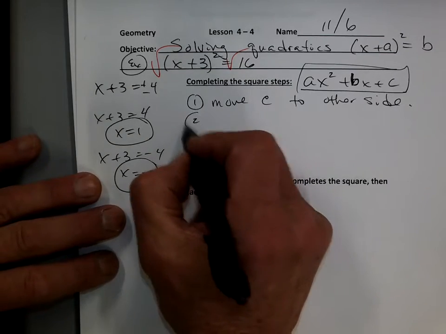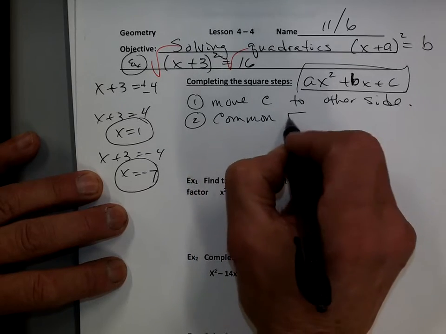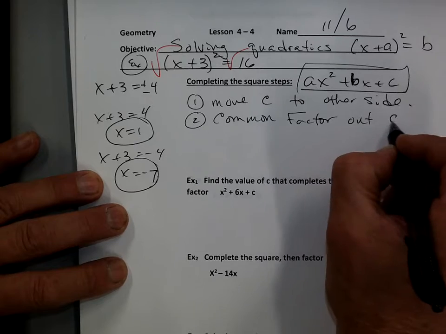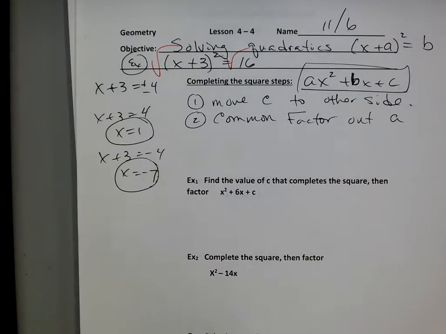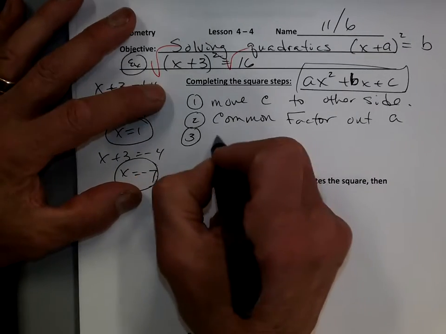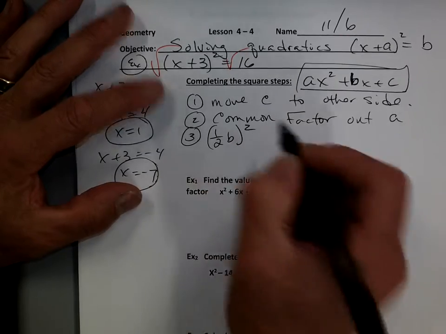Step 2, we're going to common factor out a. Write that down. We're not going to do that yet, but that's coming, okay? Now, what are we going to do on this problem? Okay, let's go through it. So I'm going to start step 3, which is where we're going to begin right now. Take 1/2 of b and square it.